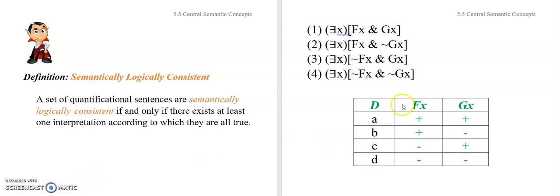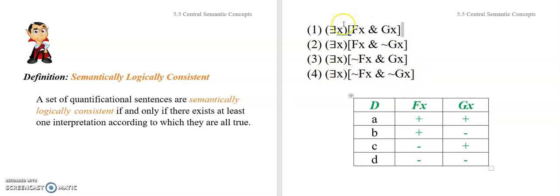Okay, so hopefully you got it, but here is an interpretation in 4 objects that makes every single one of these propositions true, and therefore the lot of them, all 4 of them, are semantically logically consistent. So object A makes this sentence true. Object B makes this sentence true. Object C makes this sentence true, and object D makes this sentence true.